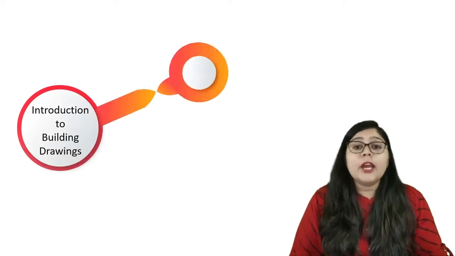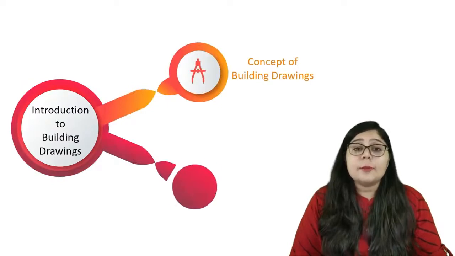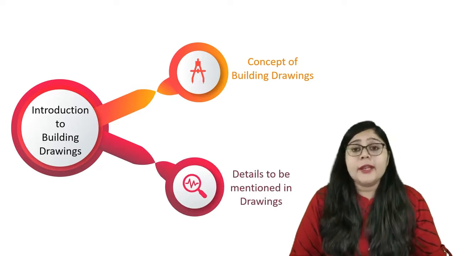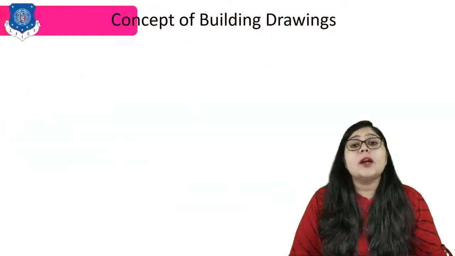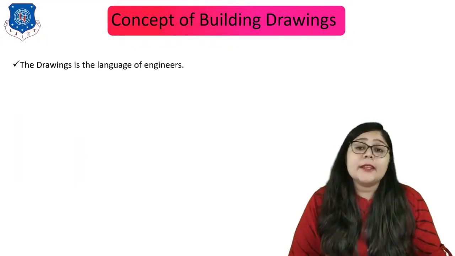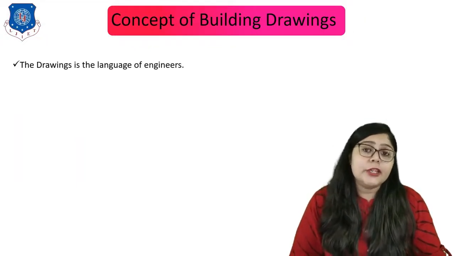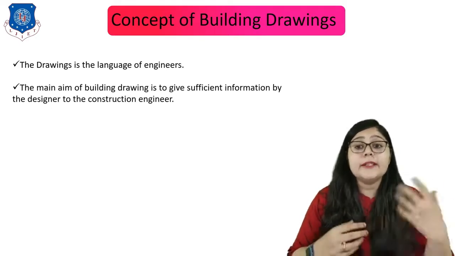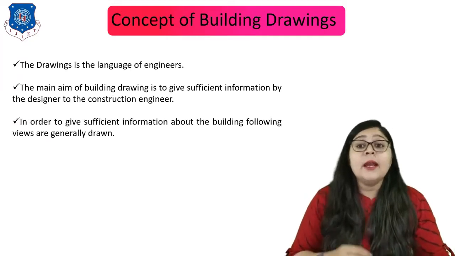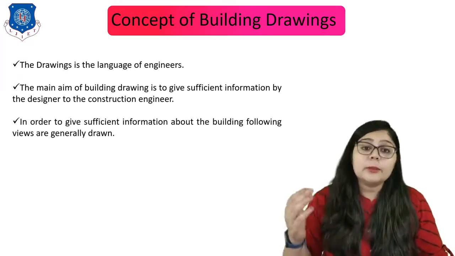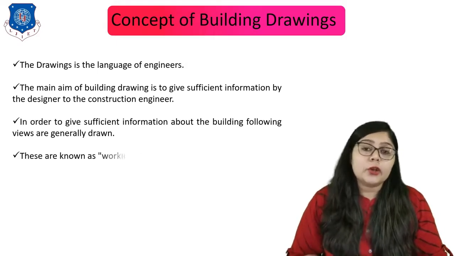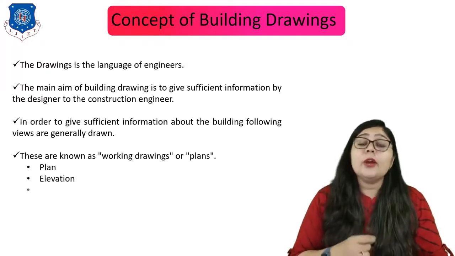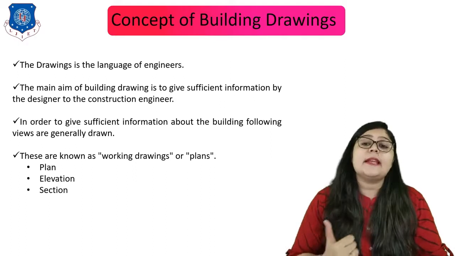For that we have to understand the concept of building drawings and what details are to be mentioned in drawings, right? So let us first understand the concept of building drawings. I can say that drawing is the language of the engineer, where the meaning of the building drawing is to give sufficient information from the designer to the construction engineer, right? In order to give sufficient information about the building, the following views are generally drawn. These are known as the working drawings, where we have to discuss the plan, elevation and section of a building.